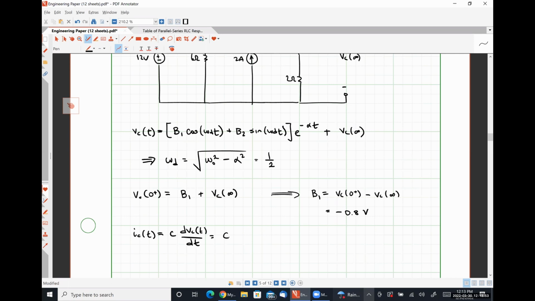This is going to look like C times omega d B2 minus alpha B1 cosine omega d t, minus omega d B1 plus alpha B2 sine omega d t, times e to the minus alpha t.